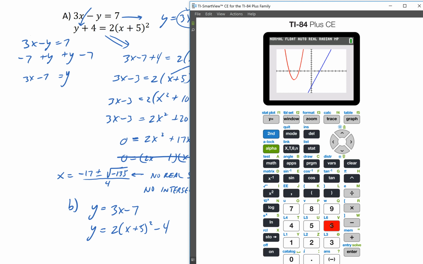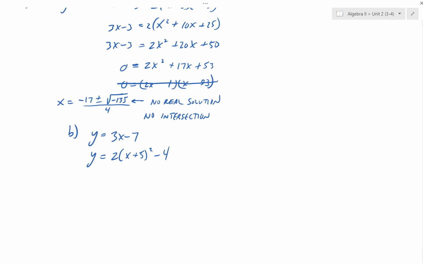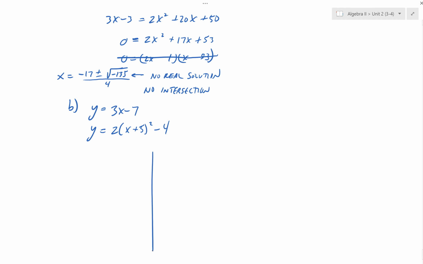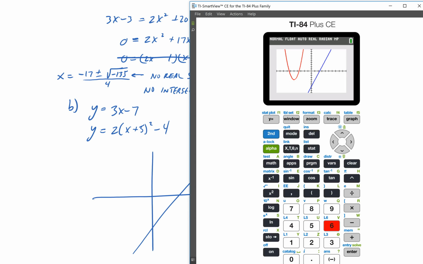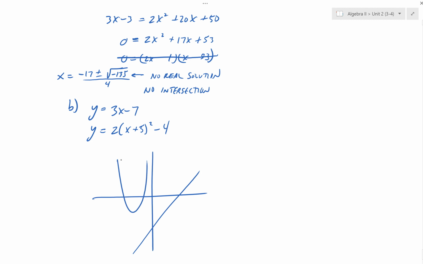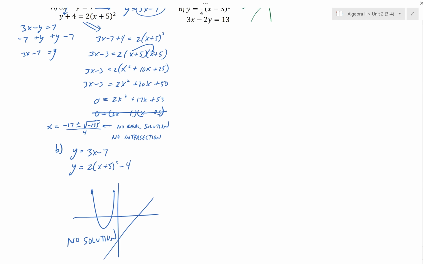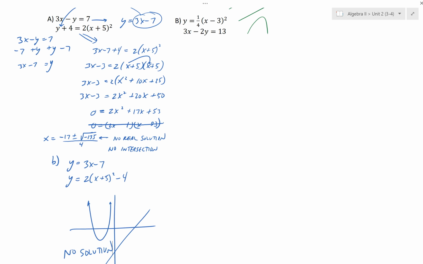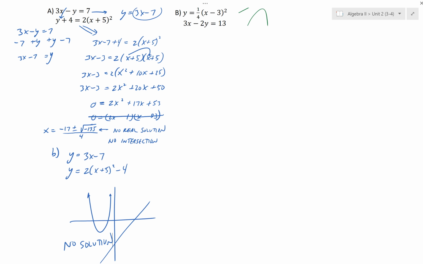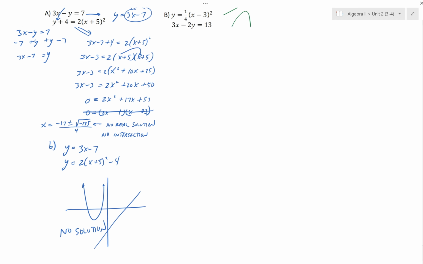And so the graph is consistent with the algebraic answer that we got, which is that there is no solution. So it looks something like this. We have a line and a parabola that looks something like this. They never intersect, so there's no solution. Okay, any questions on example A?